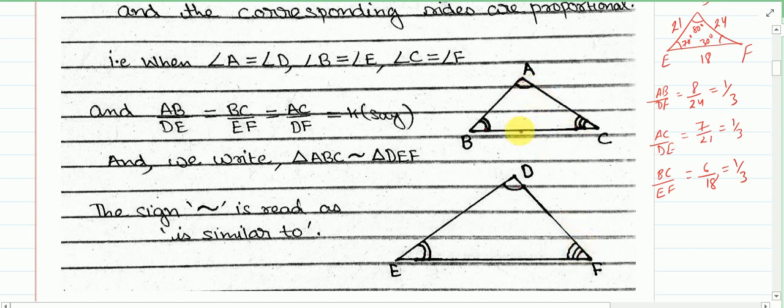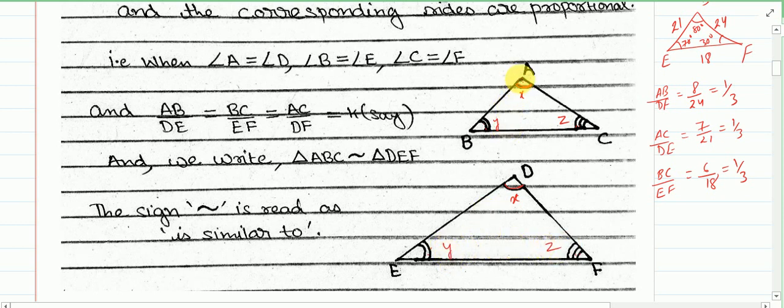So A has to be equal to D, B has to be equal to E, C has to be equal to F. Okay, and the corresponding sides, like you can see this, let's say this is X, this is Y, this is Z. So since this has been marked like this and here also marked like this, that means these two angles are same. So I can write X, Y, Z.